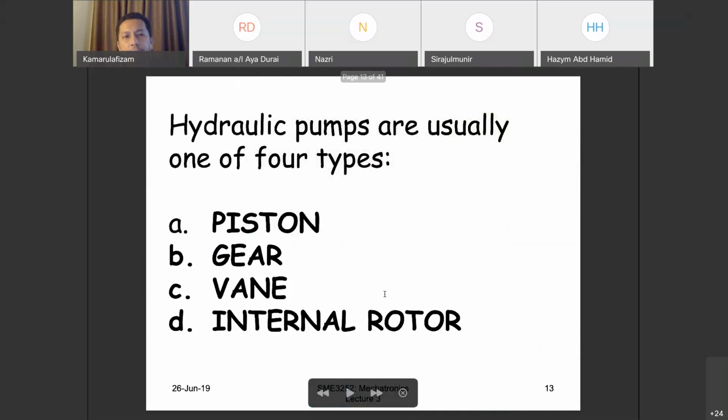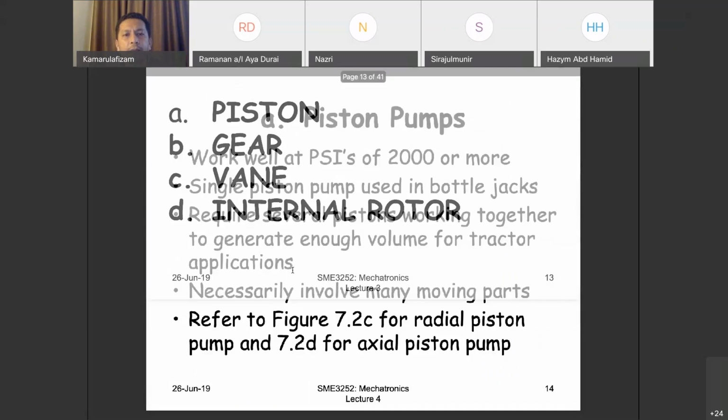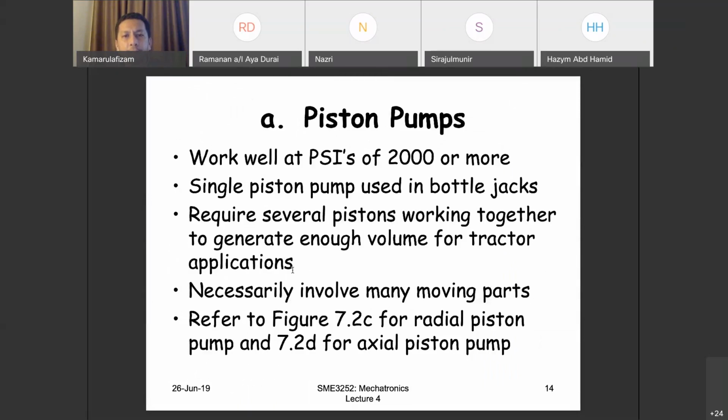Okay, so this is more or less hydraulic pump. Hydraulic pump biasanya ada untuk hydraulic punya power pack, biasanya ada 4 type lah, ada piston, ada gear, ada vane, ada internal rotor. This is basic knowledge and basic theory. These days around they have many other new pump design. Okay, then you have piston pump, pump dekat 2000 PSI or more, of course.